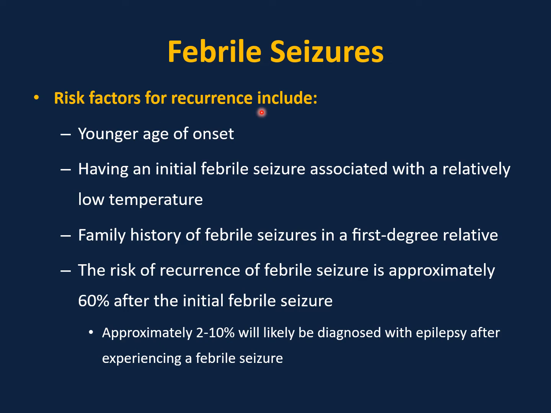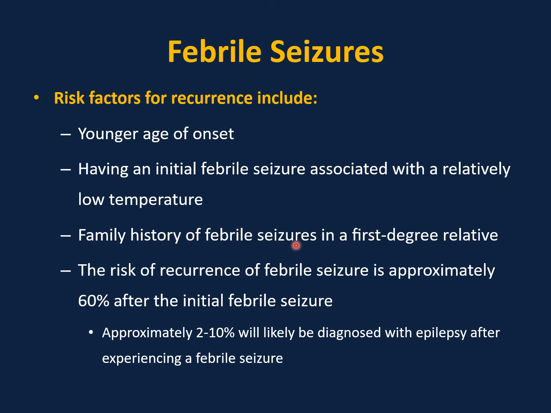Risk of recurrence of febrile seizure is very important for teaching the parents. This will decrease the anxiety, especially when the infant or the child is having the second attack of febrile seizure. Younger age of onset: the younger the child or the infant, the higher the risk of recurrence. Having an initial febrile seizure with a relatively low temperature, for example, if you have an infant having febrile seizure with fever 100.4 Fahrenheit, the risk of recurrence is higher than an infant having a febrile seizure with 105 Fahrenheit.